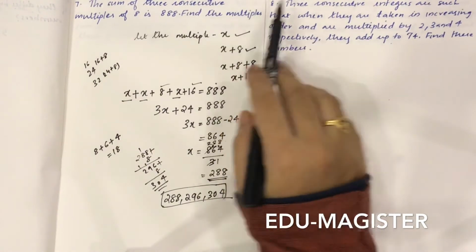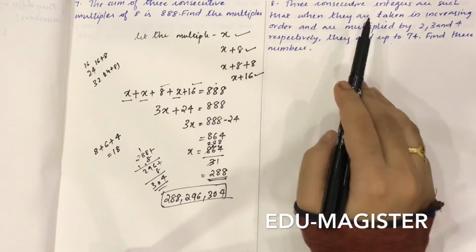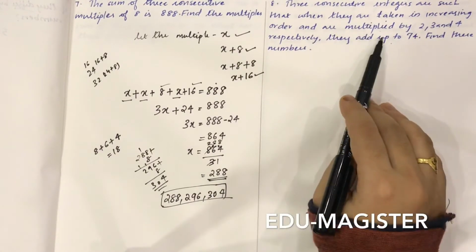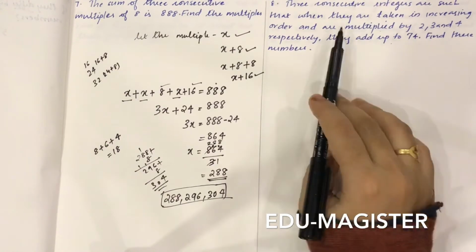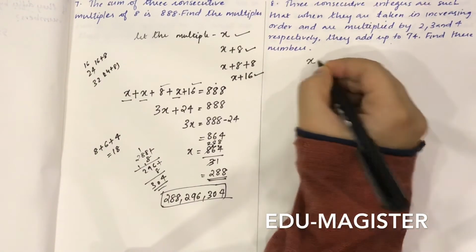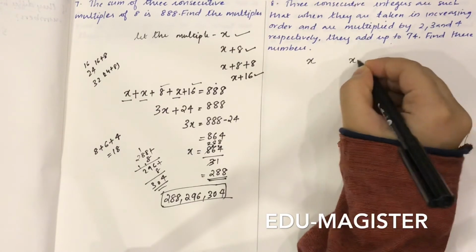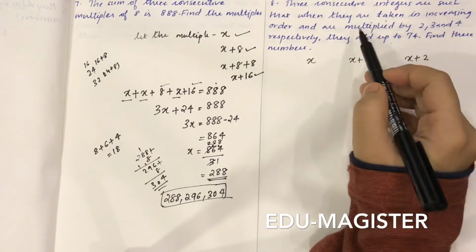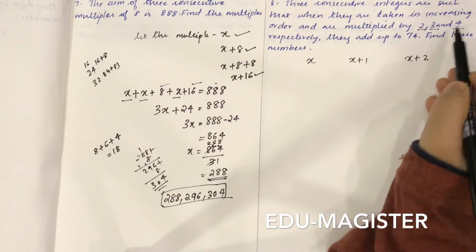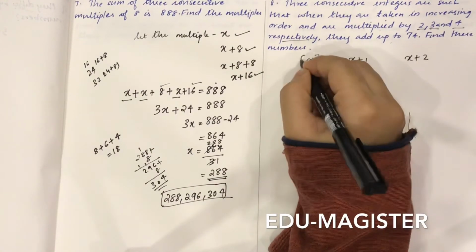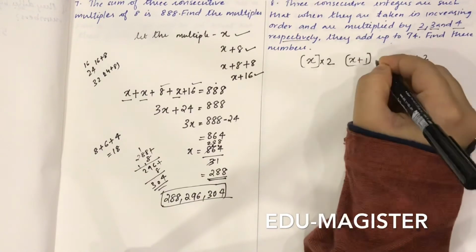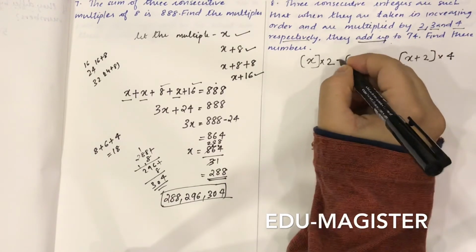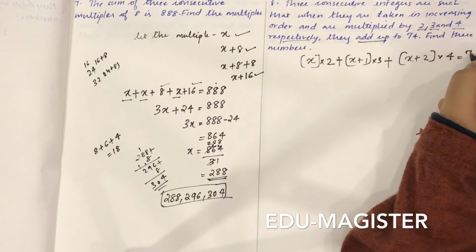Now question number 8. 3 consecutive integers are such that when they are taken in increasing order and are multiplied by 2, 3 and 4 respectively, they add up to 74. Find these numbers. So if the first number is x, the next integer will be x plus 1. The third one will be x plus 2, because they are taken in increasing order and are multiplied by 2, 3 and 4 respectively, which means this is multiplied by 2, this is multiplied by 3 and this is multiplied by 4. They add up to, which means the sum of this is equal to 74.